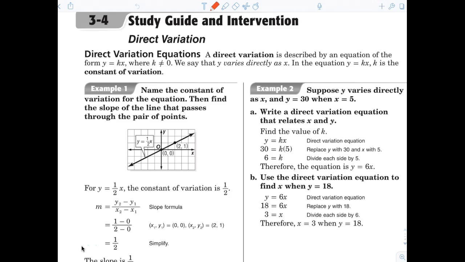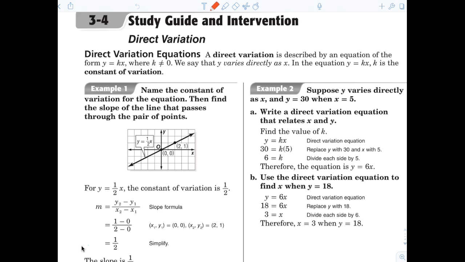So here's what I need for you to do, guys. We have something called direct variation. Basically what that means is when the x goes up, the y goes up. And when the x goes down, the y goes down. That's a direct relationship. Later on, we're going to talk about inverse relationships, which means when x goes up, y goes down, or when x goes down, y goes up. That's what an inverse variation is.